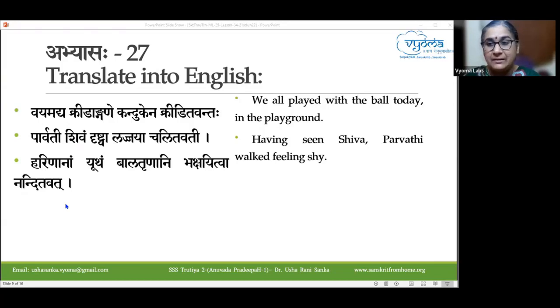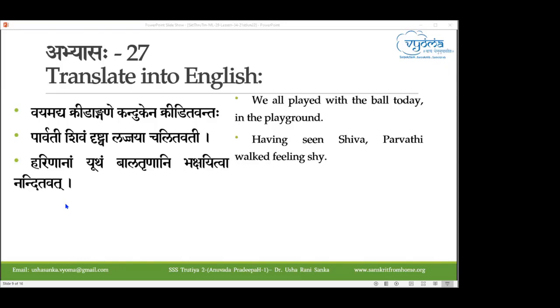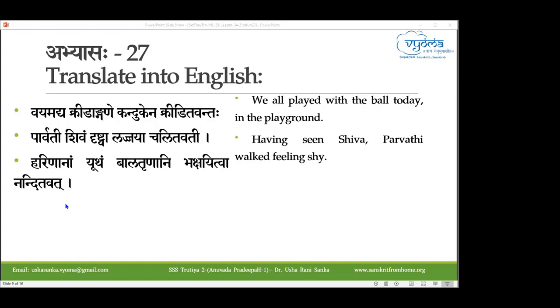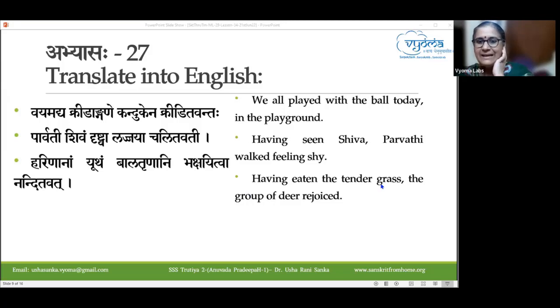But not just deer. Harinanam Yutham. Young deer? Not young deer. Yutha means a group. A group of deer, having eaten green grass, felt happy or played about. That can be there. Right. So having eaten the tender grass, the group of deer rejoiced.